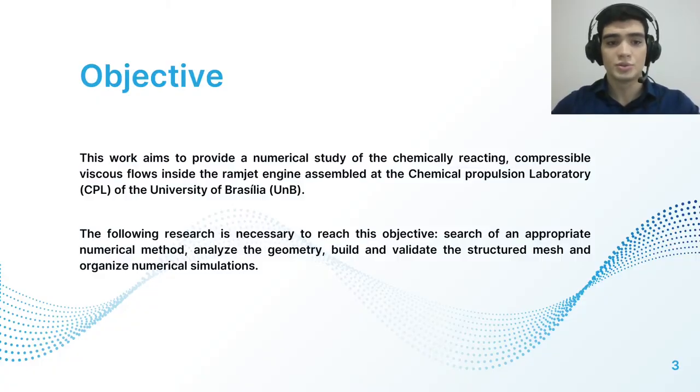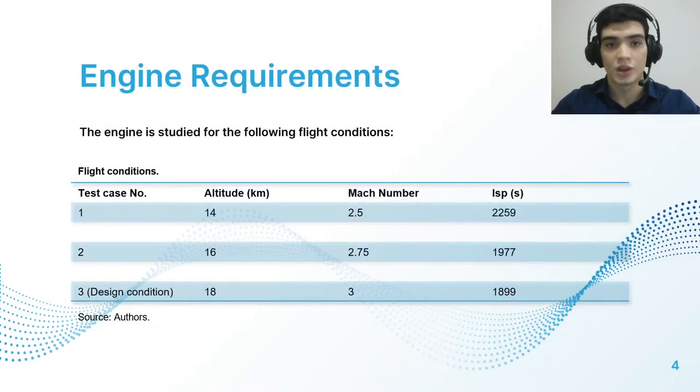The main objective of the work is to provide a numerical study of the chemically reacting compressible viscous flow inside the ramjet engine assembled at the Chemical Propulsion Laboratory of the University of Brasília. The following research is necessary to reach the objective: search an appropriate numerical method, analyze the geometry, build and validate the structural mesh, and organize the simulations.